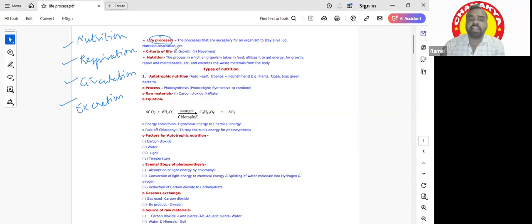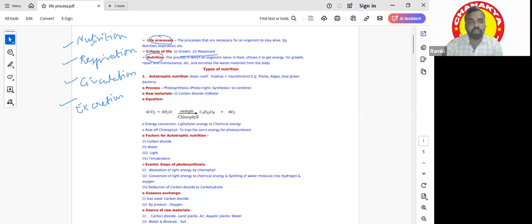What are the major criteria of life? Growth and movement, both are criteria of life. What is nutrition? The process by which we obtain energy is called nutrition, dear.